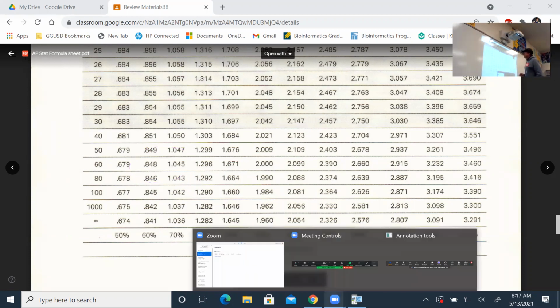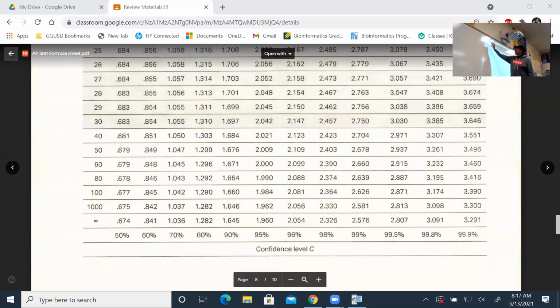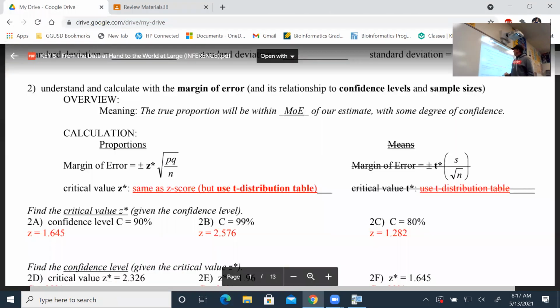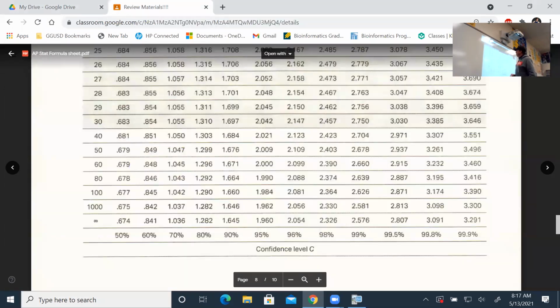So the question was, if we want to be 90% confident, there's a table in the book, and AP gives them to everybody. It's the same one every year. 90% confident, there it is. That critical value is 1.645.